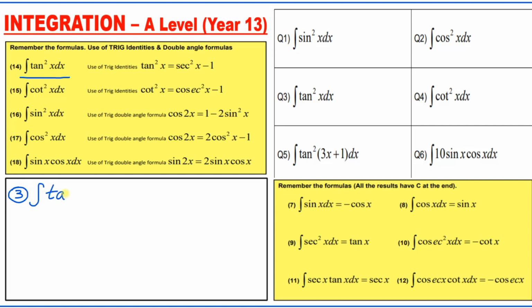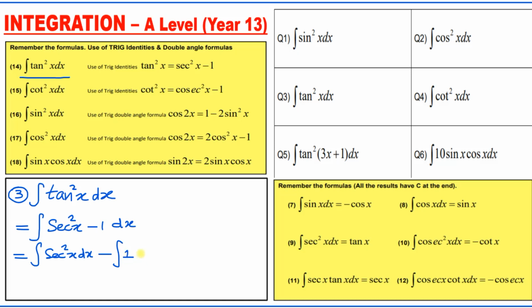Integrating tan squared x dx can be written as integrating sec squared x minus 1 dx, which is integration of sec squared x dx minus integration of 1 dx. For sec squared x integration, we have a ready-made formula, pattern number 9: integrating sec squared is tan x. So that is tan x minus x, plus c.